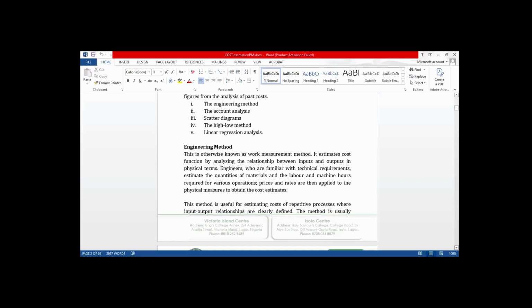We also explain regression analysis method. This method uses statistical formula to estimate the cost equation line. We have the formula we explained.